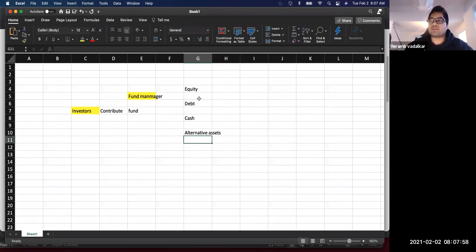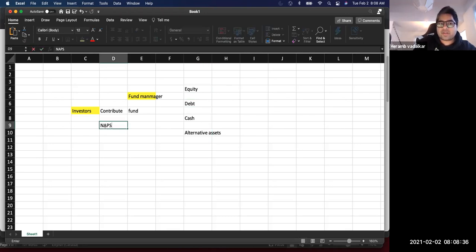All types of managed products have a similar structure. Investors contribute to a fund. That fund is handled by a fund manager who, on behalf of investors, makes investments in equity, debt, cash and alternative assets. Whatever gain the fund manager makes gets transferred to investors. Now, generally in mutual funds and ETFs, when an investor gives money to the fund, the fund gives something called net asset value per share.